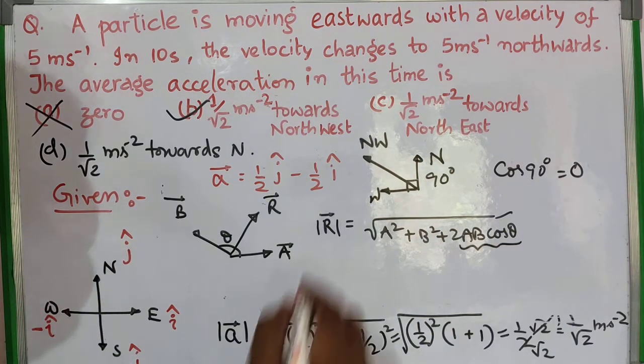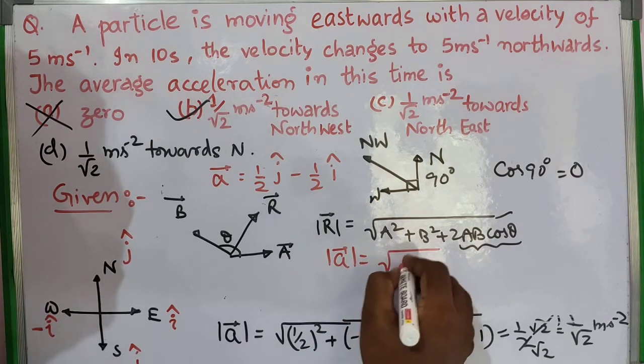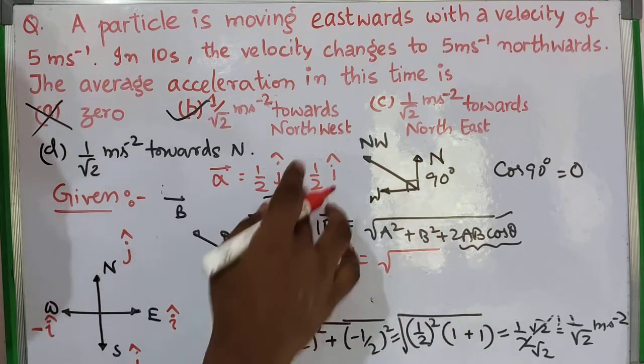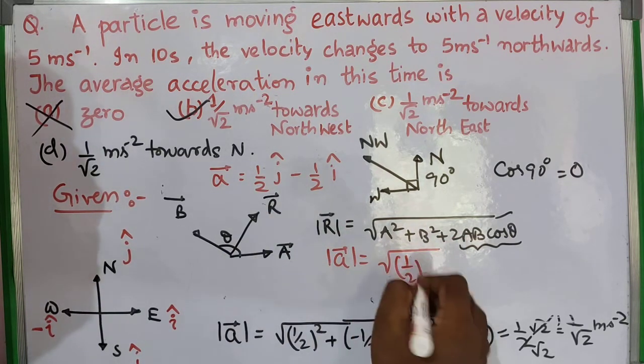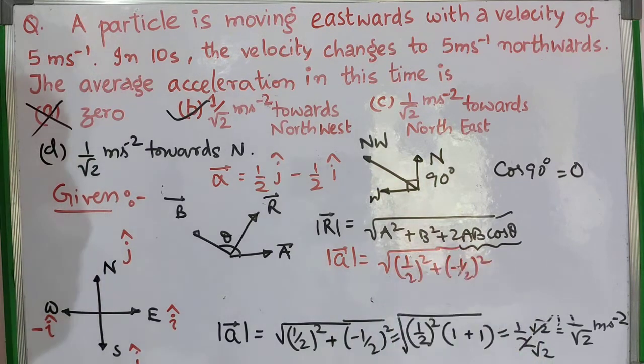So the resultant, how much will I get for the magnitude? A square plus B square. So what we have here, instead of A and B, I have half square plus minus half square. Clear? So that's how it came. If you solve it, you will get 1 by root 2 meter per second.